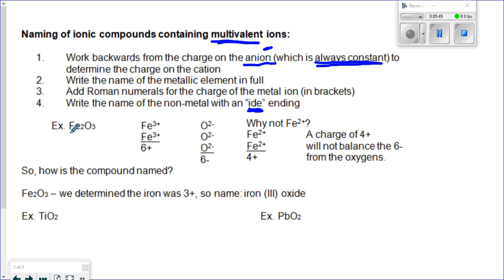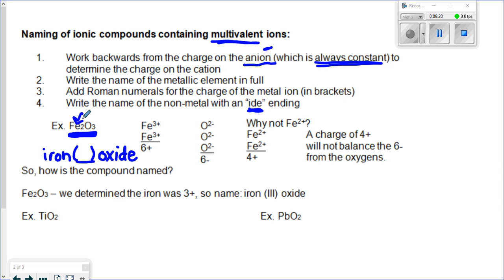So here we have Fe2O3. We're given our formula unit, our chemical formula for this. We know it's going to be iron, but looking at iron, we see that it's multivalent, so it's going to have either a 2 or a 3 there. And we know that we're going to take our anion and change the ending to IDE. So iron something oxide. So we need to figure out now.